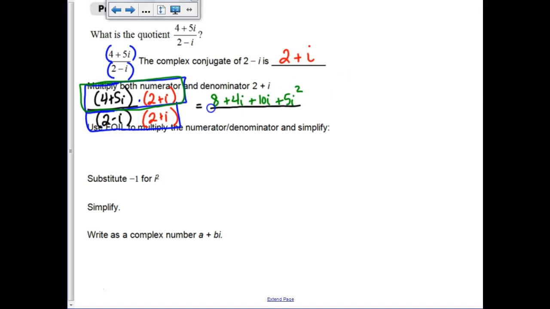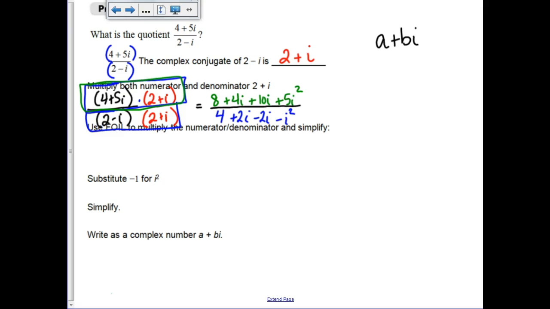Let's talk about the denominator. Don't even simplify yet. We'll get there. In the denominator, I'm going to FOIL 2 minus i times 2 plus i. So 2 times 2 is 4. 2 times i is positive 2i. Negative i times 2 is negative 2i. And then negative 1i times positive 1i is negative i squared. Okay, that looks like a big old mess. We have a lot of simplifying to do because remember how I said you're not done until your answer looks like that? I mean it. You're not done until your answer looks like that.